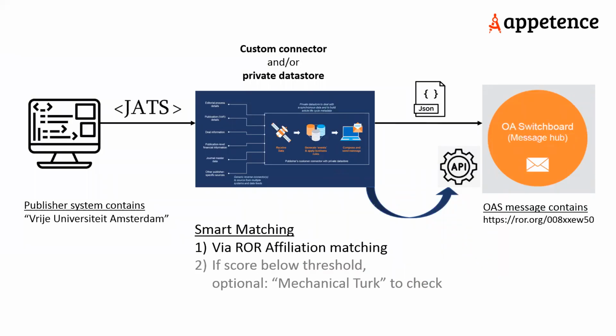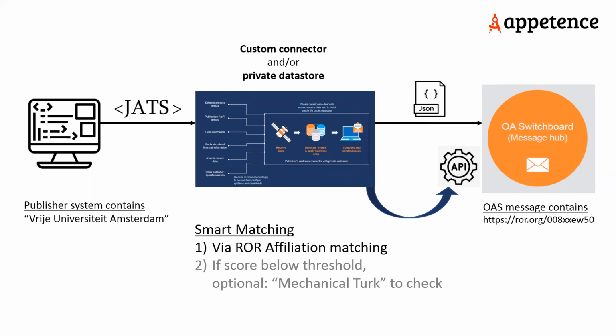So here's an example. For most publishers, unfortunately, affiliation information is nothing more than a text field. So the publisher system might contain a text field saying affiliation Vrije Universiteit Amsterdam, which is the local Amsterdam University here. That information is made available to the custom connector through JATS XML. That's exactly the same data feed that the publisher might also send to Crossref, for example.